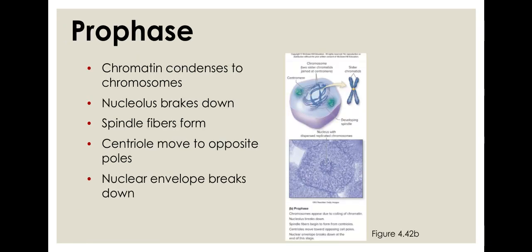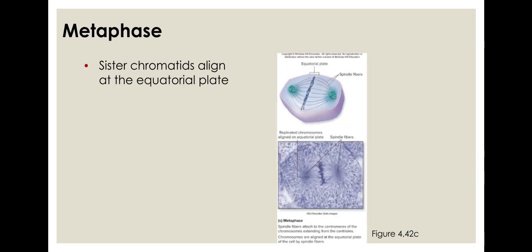All right, with prophase, the chromatin first is going to condense to make chromosomes. The nucleolus will break down. The spindle fibers will form. Centrioles will move to opposite sides of the cell. And we're going to lose our nuclear envelope. So we're sort of opening up the nucleus because we are going to be separating our DNA to the 2 ends of the cell in the next stages.